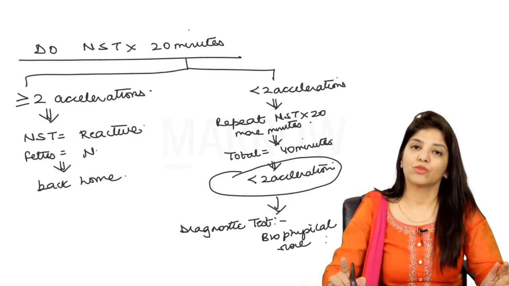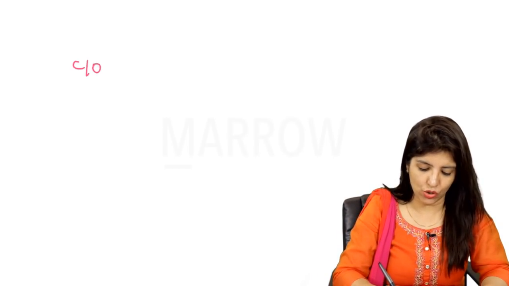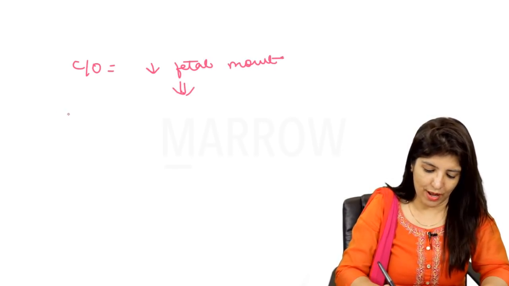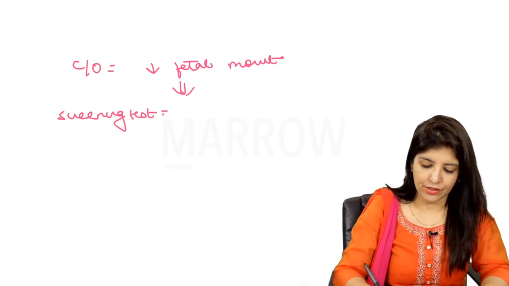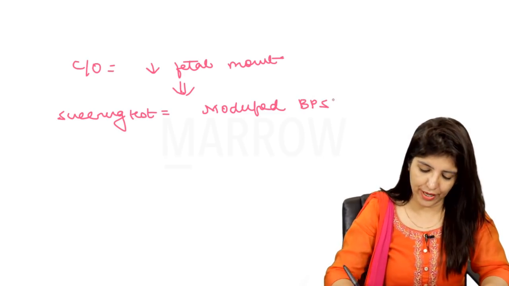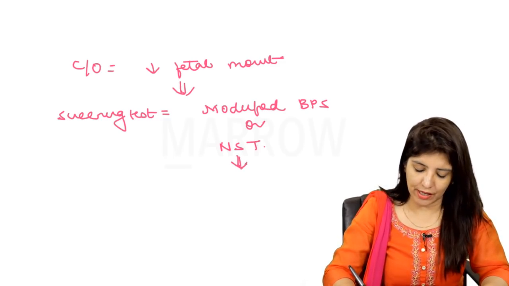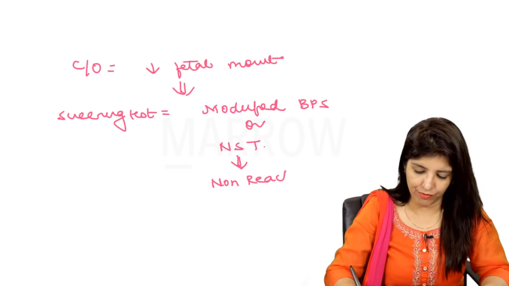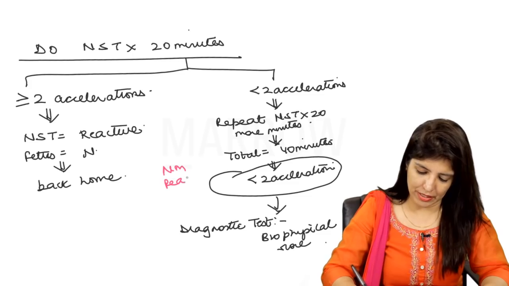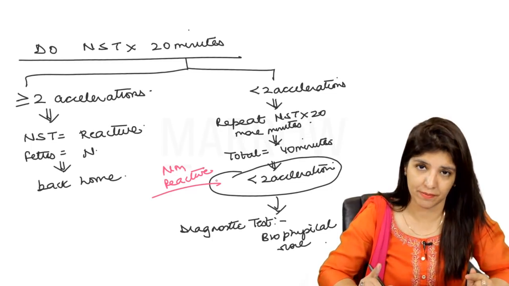Clear to all of you? So I am repeating it again. Whenever you get a female who complains of decreased fetal movement, first you have to do a screening test. For the screening test, the best answer is modified biophysical score, right? Or the second best answer is you do an NST. If NST comes out to be non-reactive, what do you mean by a non-reactive NST? A non-reactive NST means that you are getting less than 2 accelerations in 40 minutes, right?